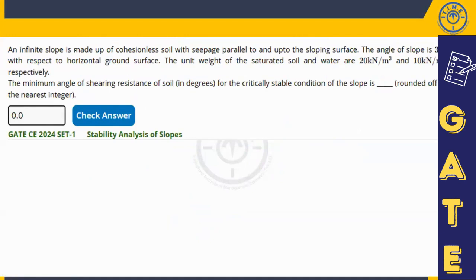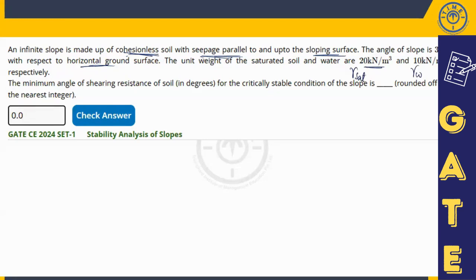An infinite slope. This is GATE 2024 Set 1 question. An infinite slope is made up of cohesionless soil, no cohesion, it might be sand mostly, with seepage parallel to and up to the sloping surface. The angle of slope is 30° with respect to the horizontal ground surface. Unit weight of saturated soil, gamma sat, is given as 20 kilonewton per meter cube. Gamma W is given as 10 kilonewton per meter cube.